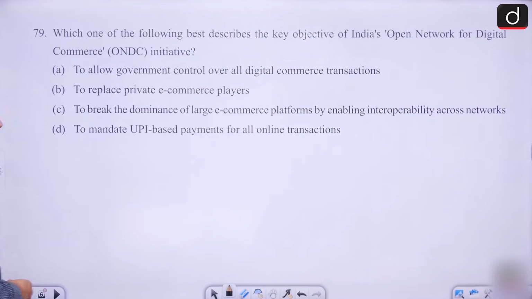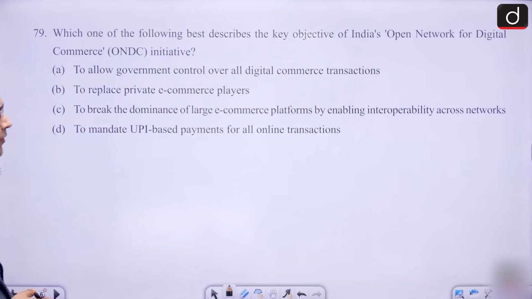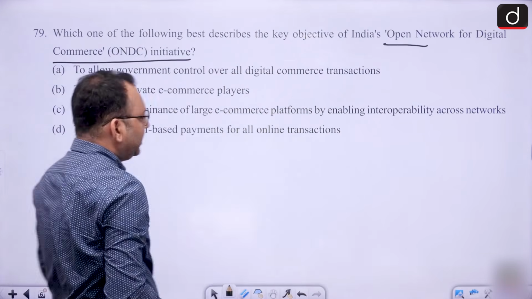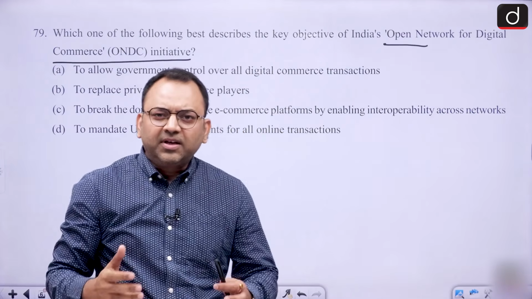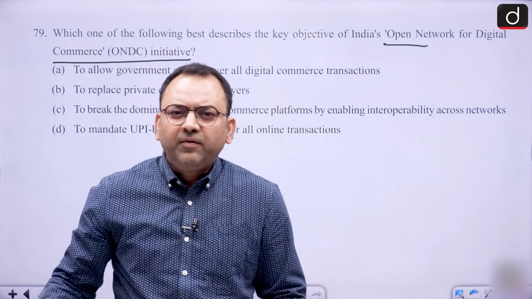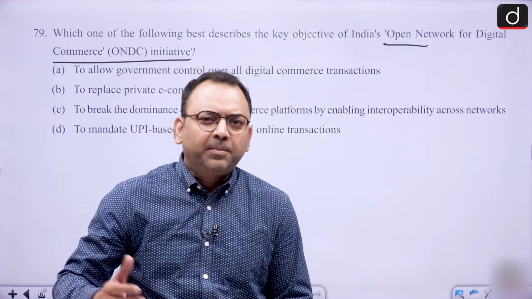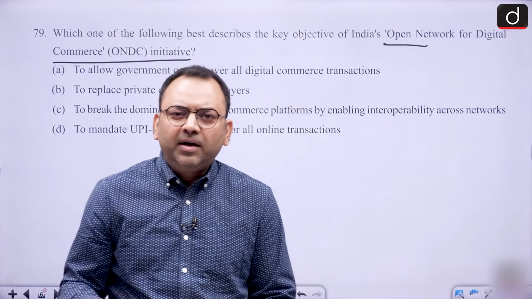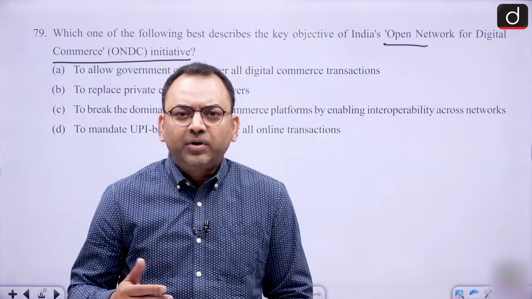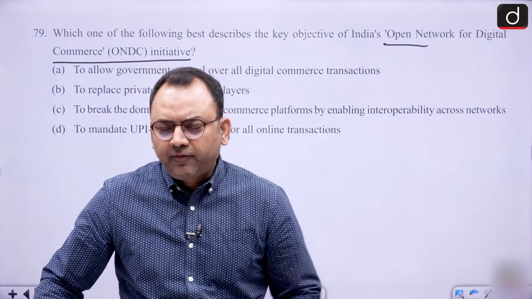The third question, friends, we have is: which one of the following best describes the key objectives of India's Open Network for Digital Commerce, ONDC, initiative? Let's understand what is the main reason behind such a thing. What are the problems we are facing? You see, we have a duopoly in India's e-commerce market, largely led by Amazon and Flipkart. Now, when there is a duopoly, then they will dictate to the sellers and the buyers about the prices, and about the products they deliver and showcase on their platforms.